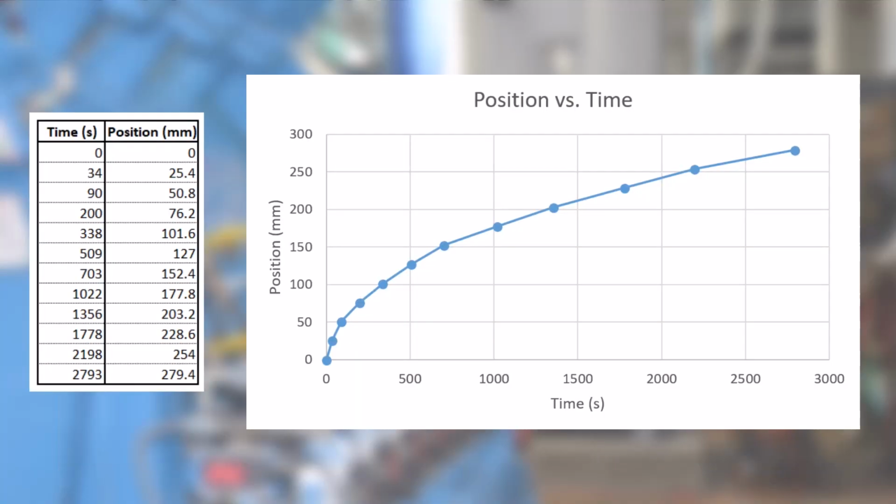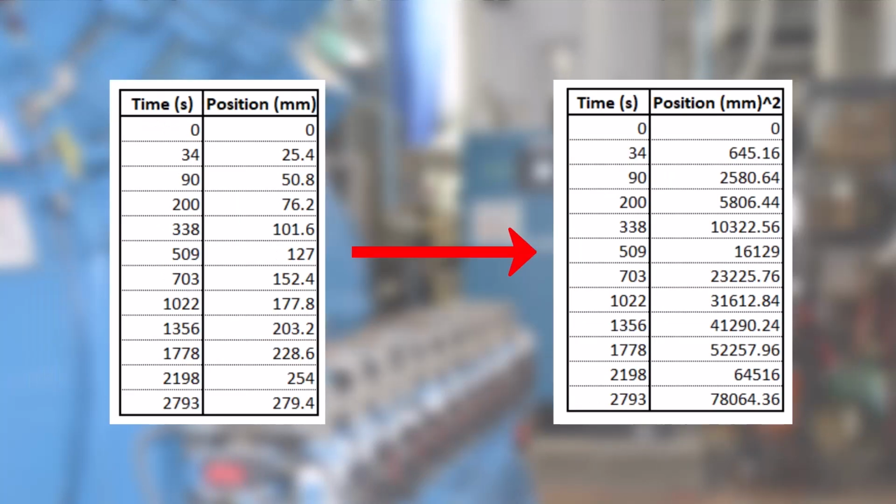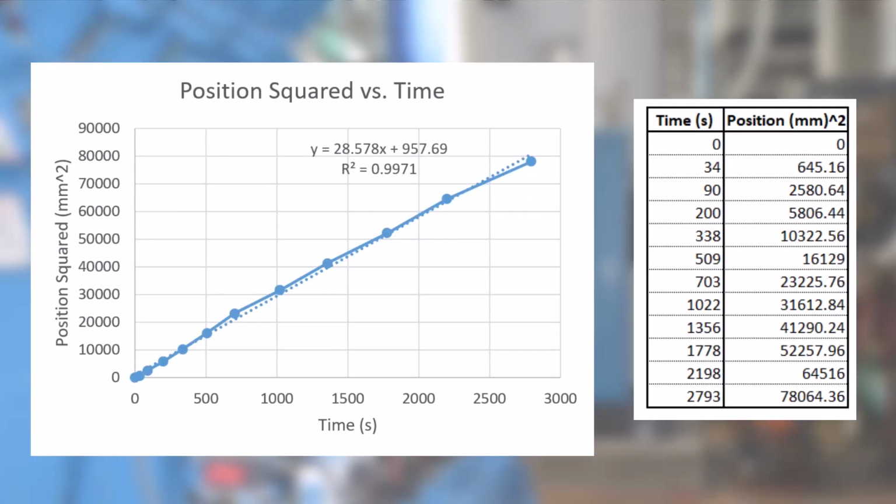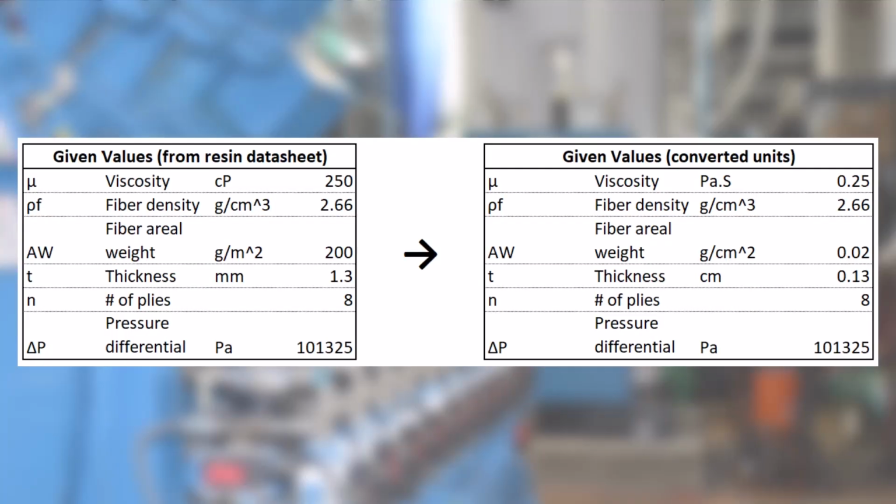After this, a simple flow front versus time plot can be graphed. Next, plot the flow front squared versus time graph. Make sure to record the slope of this value. Use a linear trend line to get this slope value. The next step is to find out the specific values of viscosity, fiber density, and fiber areal weight for your given infusion parameters. These values can be found on material data sheets. In our case, these parameters are shown on screen.